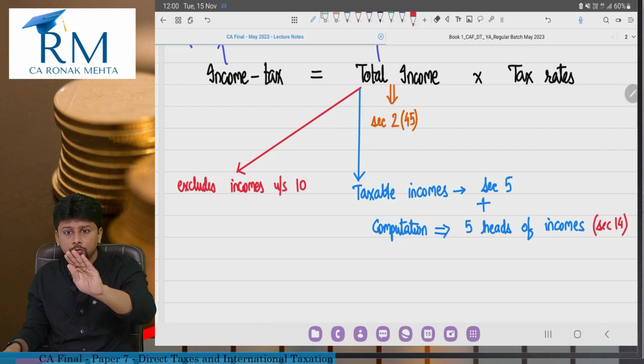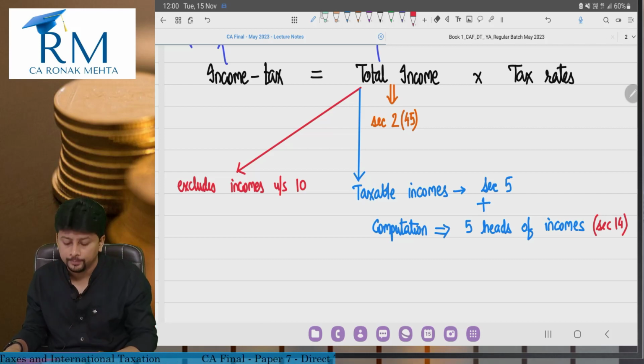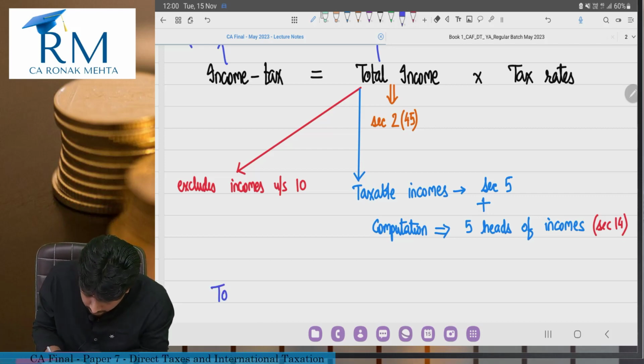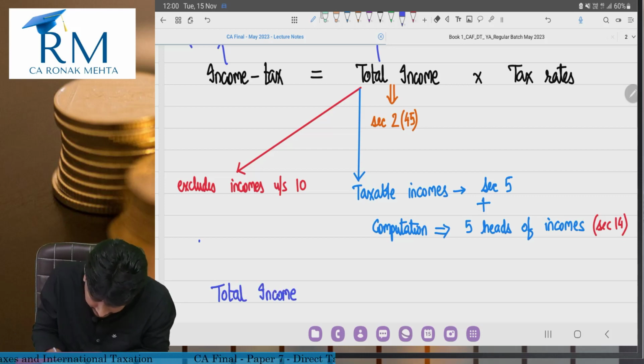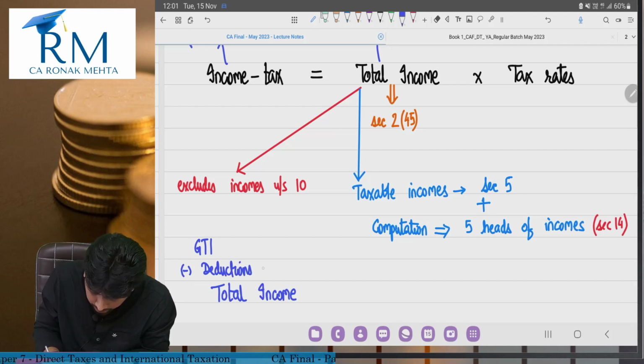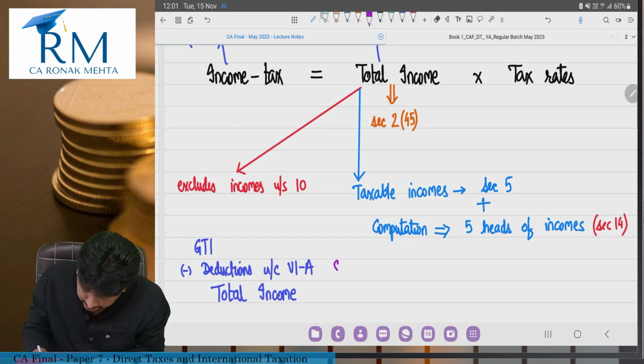Yes, we have to take the total of the 5 heads, but it is not called gross total income. As far as calculation goes, my total income is calculated as gross total income minus the deductions under Chapter 6A of the Income Tax Act. And Chapter 6A of the Income Tax Act is basically deductions from Section 80C to Section 80U.